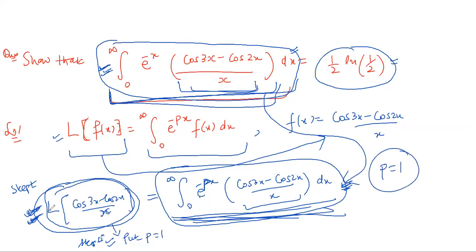So the final answer of this Laplace transform, if I put p equal to 1, will give me the value of this integral, and it should be the same as this, because we have to show that this is this. So let me just go with this. L of cos 3x minus L of cos 2x, by x.